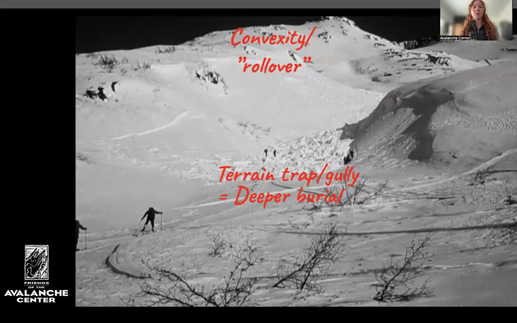Just an old school photo here of you have your convexity at the top and your terrain trap or gully at the bottom. So the avalanche obviously started up there on the convexity and it came through, traveled down to this terrain trap and gully where you would have an increased deposition of snow.